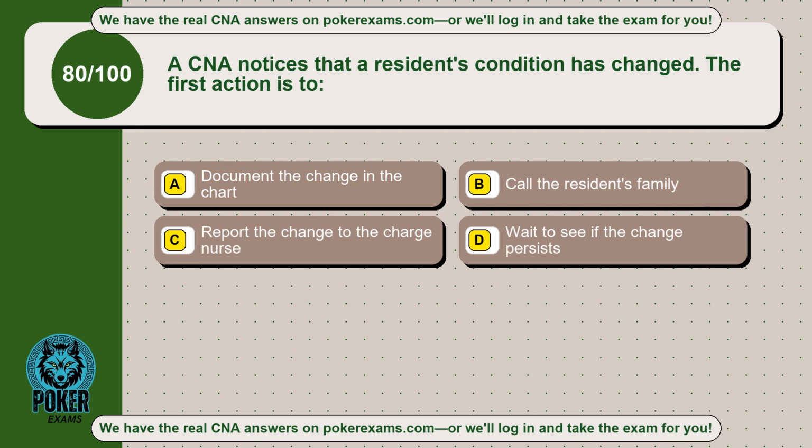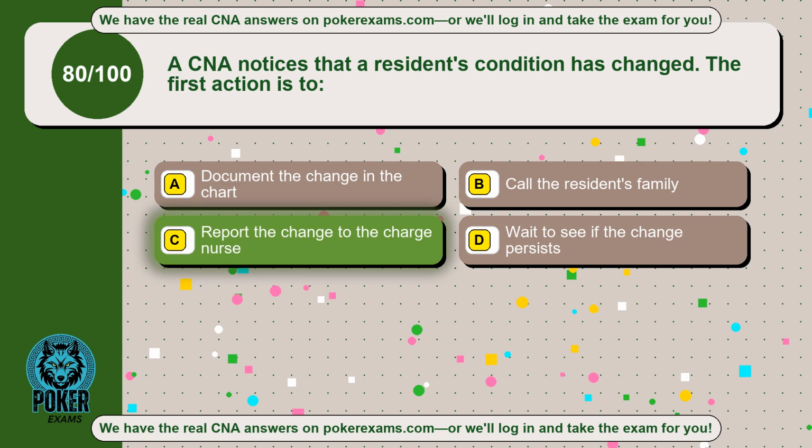Question 80. A CNA notices that a resident's condition has changed. The first action is to: Option A, document the change in the chart. Option B, call the resident's family. Option C, report the change to the charge nurse. Option D, wait to see if the change persists.